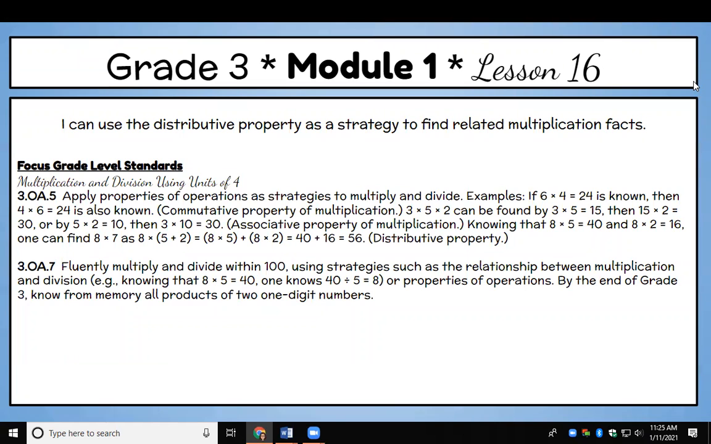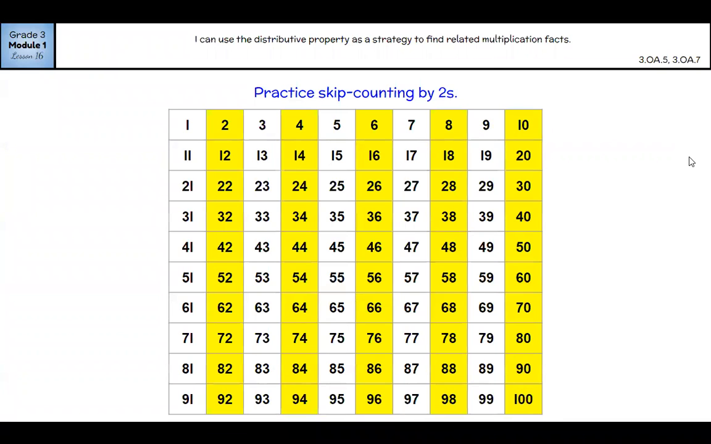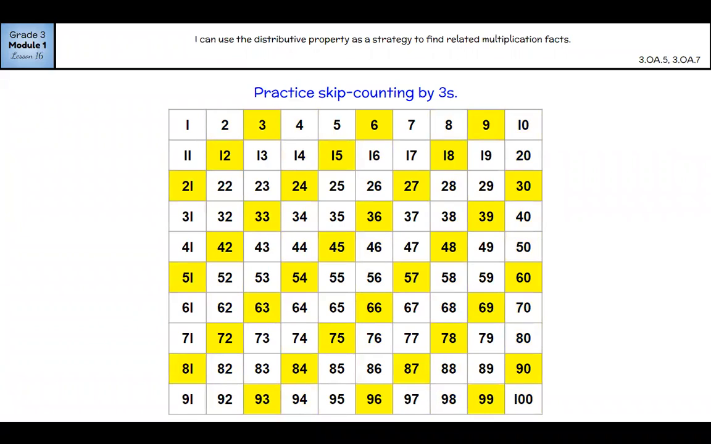Okay, today we're looking at Module 1, Lesson 16. I can use the distributive property as a strategy to find related multiplication facts. So what I'd like you to do is pause your screen and go ahead and practice skip counting by twos. Pause your screen and practice skip counting by threes.